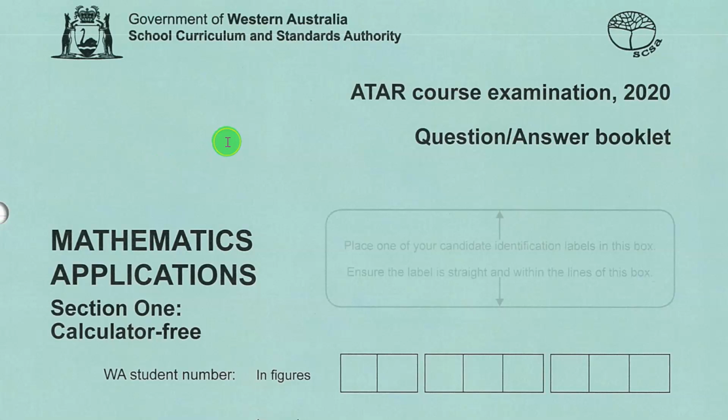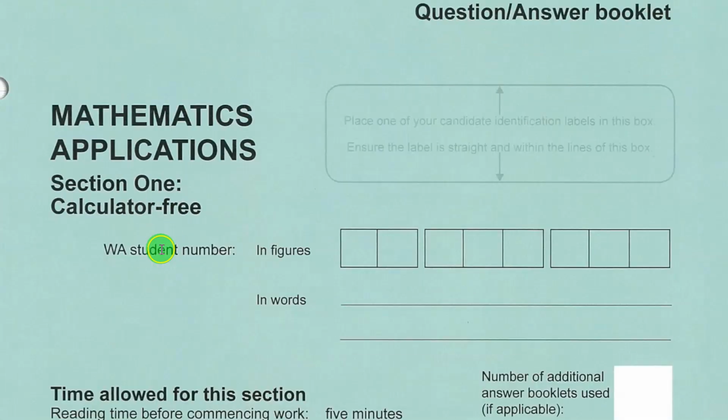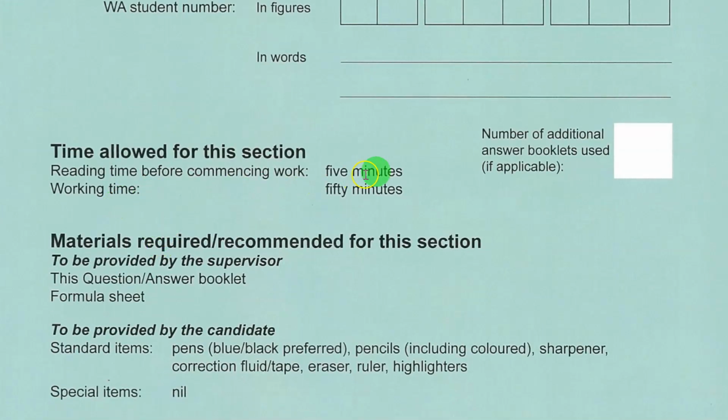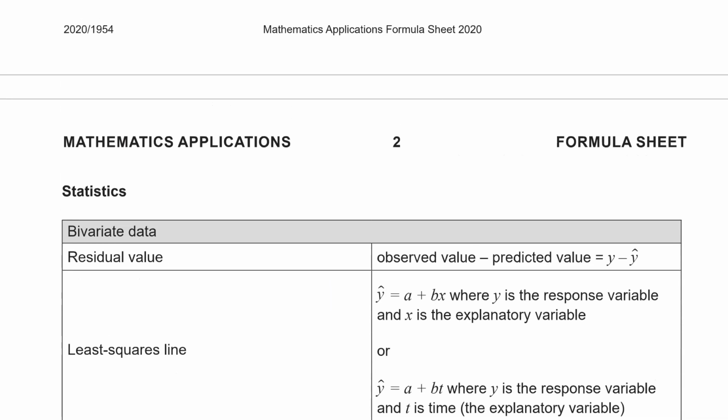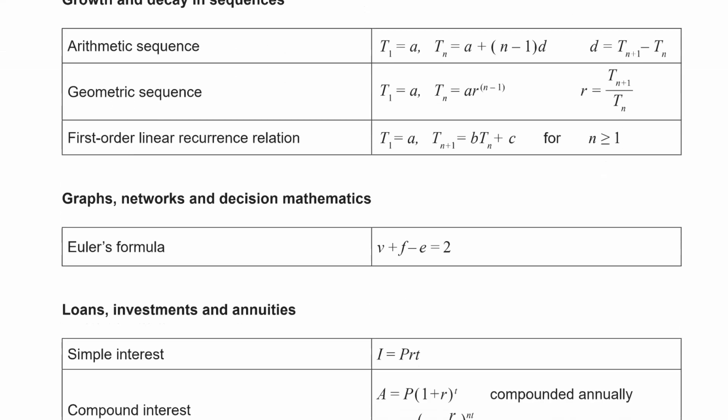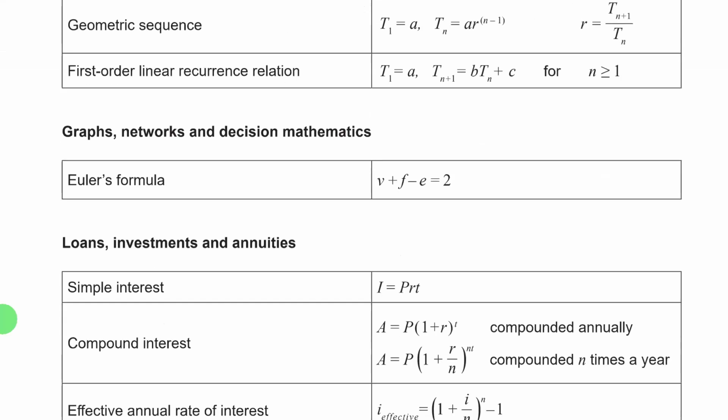So welcome to this review of the 2020 math application paper from WACE. Let's have a look what's been going on in it. It's a bog standard exam, 5 minutes reading time, 50 minutes working time for this calculator free section. Students have got a formula sheet for the whole lot. Remember, that looks like this kind of thing here where there's not a lot on it. There's only one page, but there's some useful kind of stuff there.